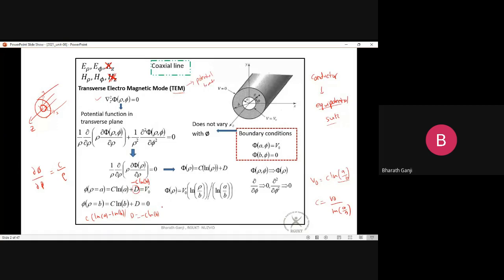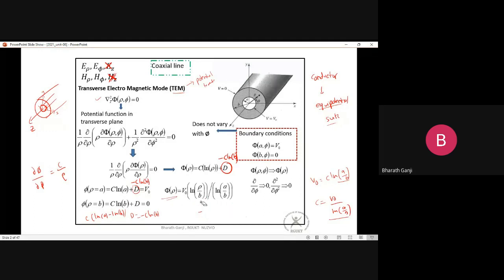If I put the value of C, I get minus V naught times ln of b divided by ln of a by b. If I put D in the place of D, and C times ln of rho, this total phi of rho simply becomes C common, ln of rho by b. But what is C? C is V naught by ln of a by b. So finally, you get phi of rho. So I get the potential function.